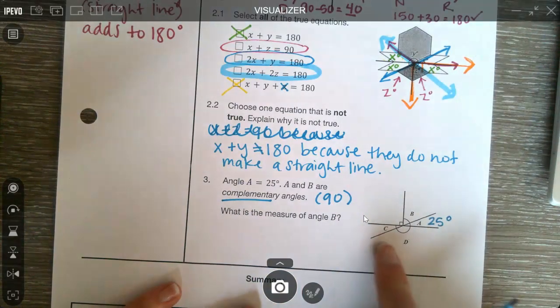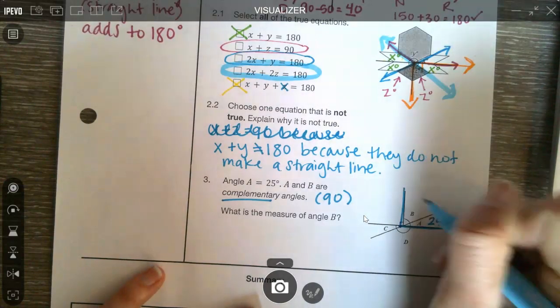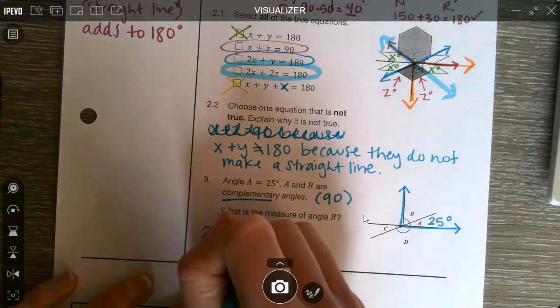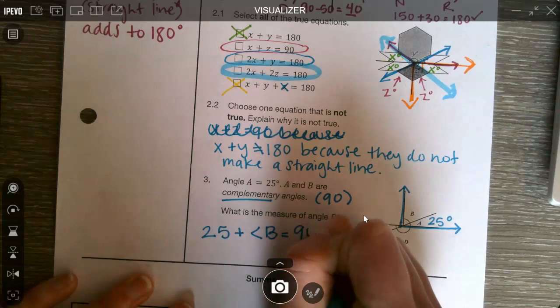Do I need to do anything with C and D? Did they talk about C and D? No. So I'm not even going to talk about them. I'm not going to do anything with them. I'm just looking at these angles right here. And if they're complementary, they add up to 90. So I'm going to say, okay, 25 plus angle B equals 90.